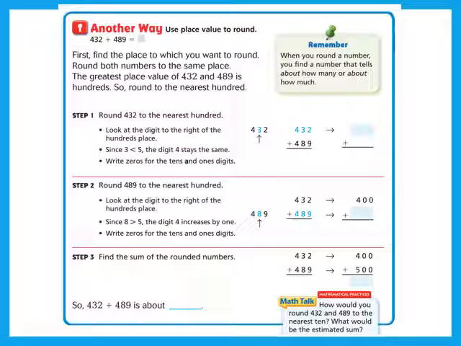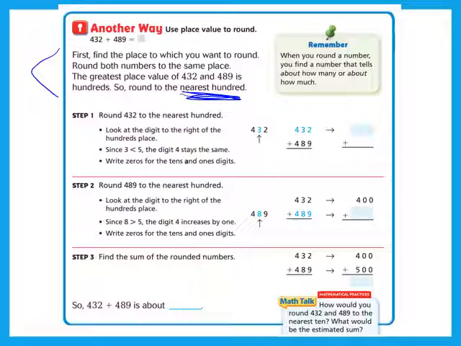First though, I need to decide to what place I'm going to round. Right here, it says first find the place to which you want to round. Round both numbers to the same place. The greatest place value of 432 and 489 is hundreds. So for this, I'm going to round to the nearest hundred. You could round to the nearest 10, but I am choosing to round to the nearest hundred. You can do whichever you would like.